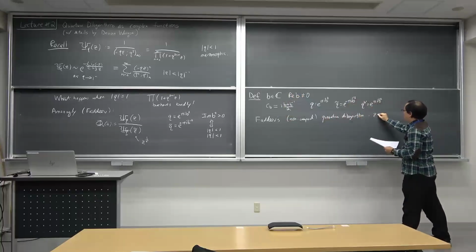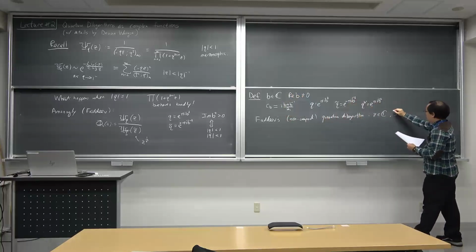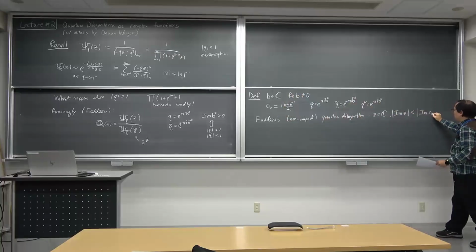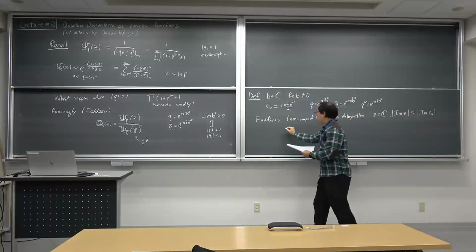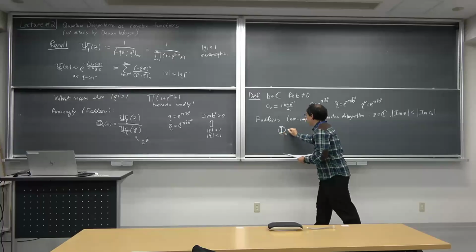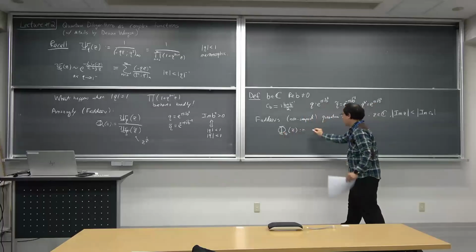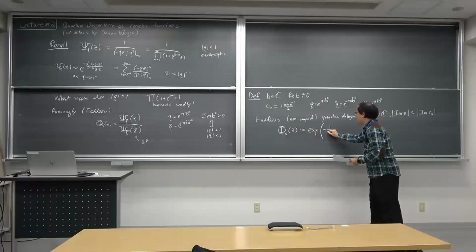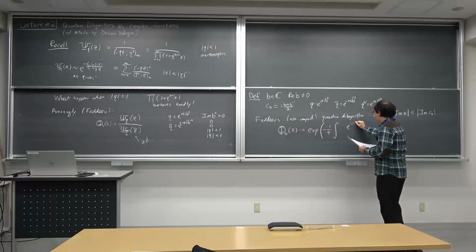So for any complex numbers such that it lies in some strip on the complex plane, this is a condition for convergence. Then it is defined as follows. So it's the exponential of minus one quarter of an integration. I have to be careful here.